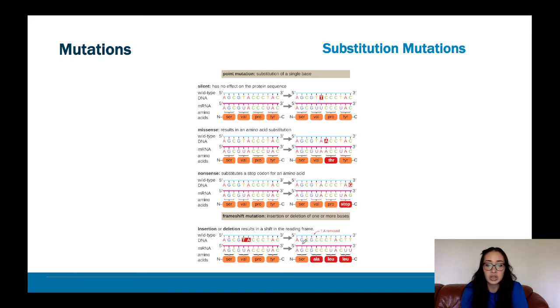And you've got insertion and deletion. This results in a shift in the reading frame, so either moving forward or backwards. And it's going to have highly detrimental effects because it subsequently affects all the amino acids afterward, and can ultimately really affect the protein structure. And also, it often results in a premature stop codon.